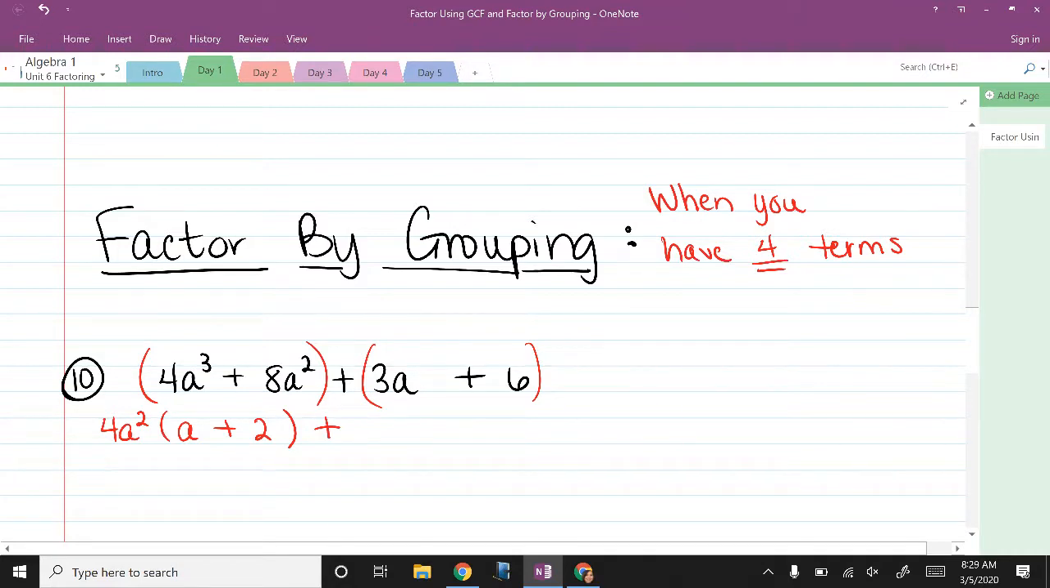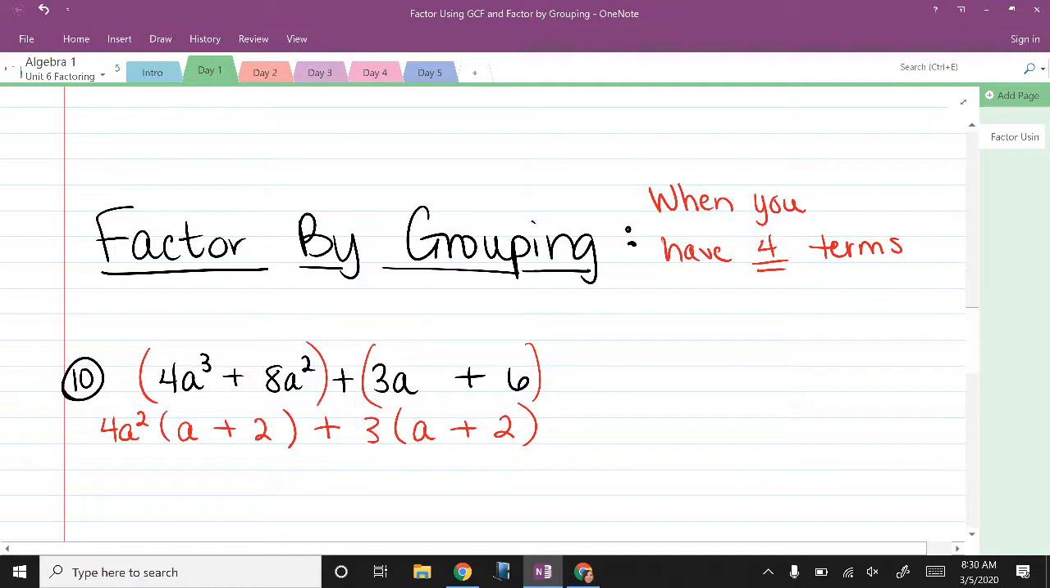Y'all with me? Now I'm going to do the second parenthesis, just like I did the first. What is the GCF between 3a and 6? 3. Do I put a variable in there with it? Not for the GCF, because they both don't have an a. Y'all with me? What times 3 is 3a? A. Plus what times 3 equals 6? And close your parentheses.